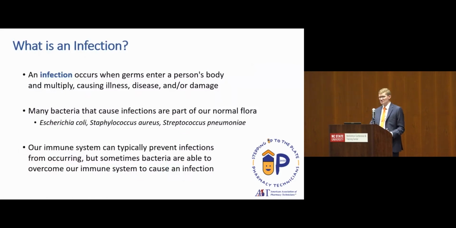So what's an infection? Now that we've talked a little bit about bacteria, where they live, where they thrive, and some tests we can use to identify them, what's an infection? Well, an infection occurs when germs or bacteria enter our body and multiply, causing illness or disease. And many bacteria that cause infections are actually common normal flora of our bodies. So E. coli is going to be common in our urinary tracts. Staph aureus is going to be common on our skin. Streptococcus pneumoniae is common in our sputum.